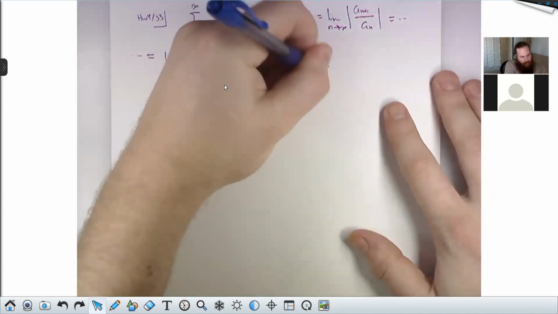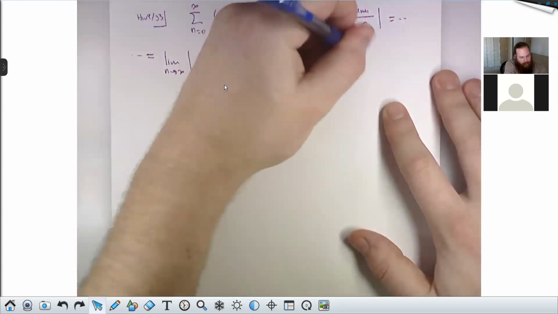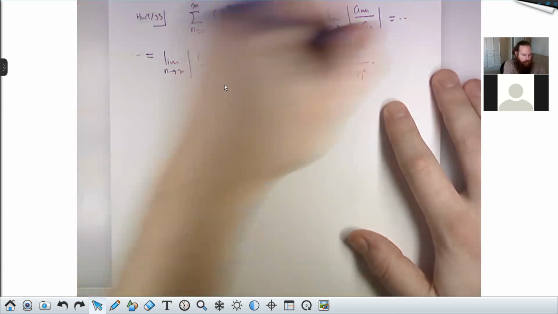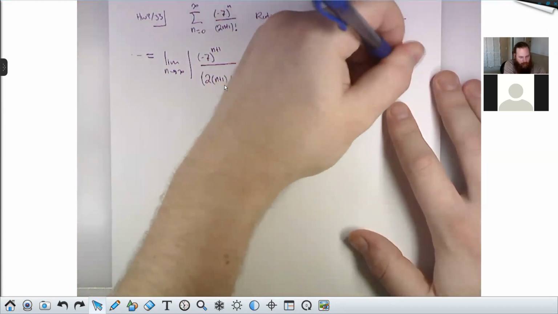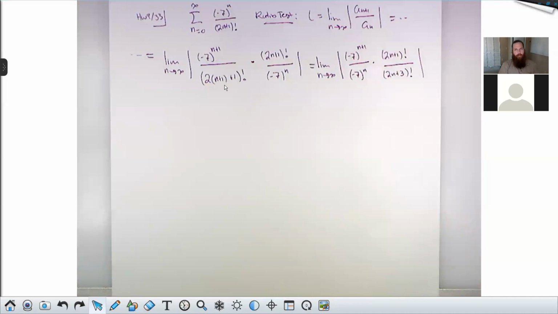So I'll have the limit as n goes to infinity, absolute value, (-7) to the n+1 over (-7) to the n times (2n+1) factorial over (2n+3) factorial. And we remember that a larger factorial always contains a smaller factorial. This is the product of all the numbers less than or equal to 2n+3. This is the product of all the numbers less than or equal to 2n+1. So this whole thing is going to cancel with this whole thing.